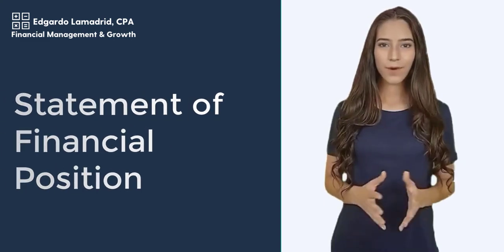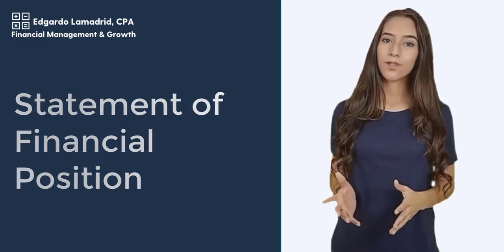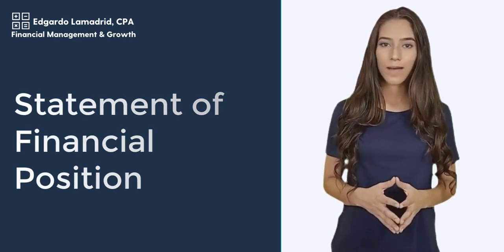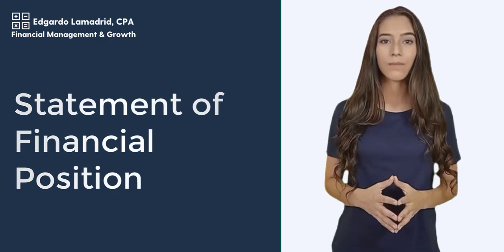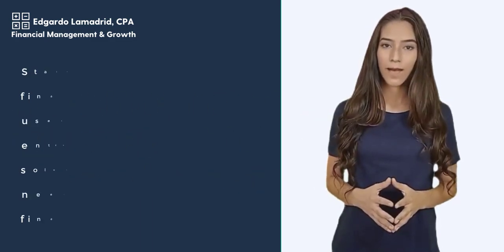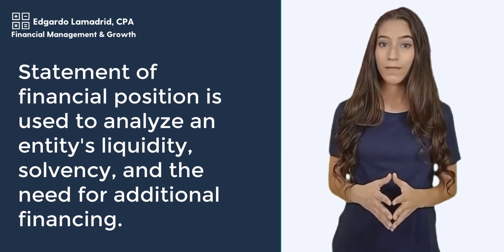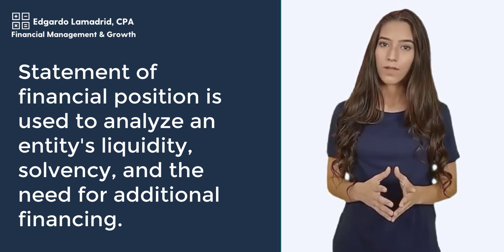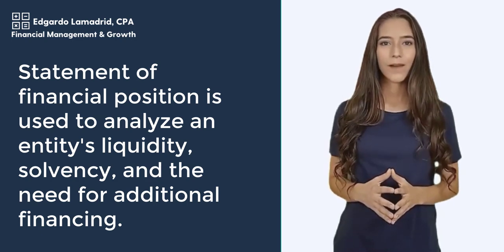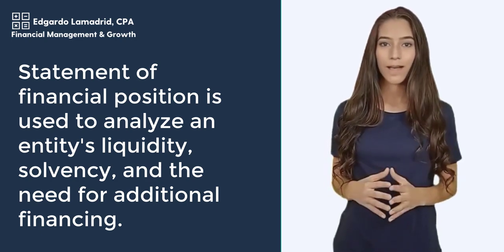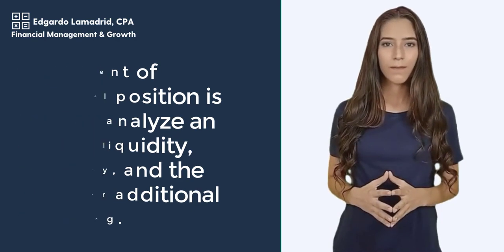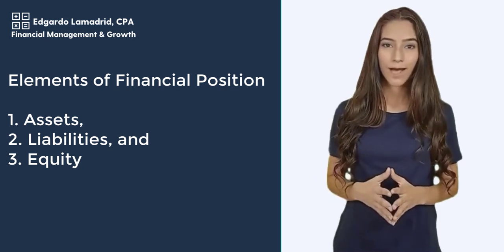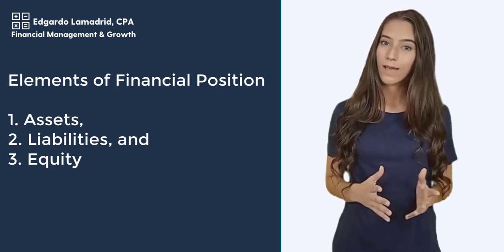We will now discuss the first component of financial statements, which is the statement of financial position. Investors, creditors, management, and other users analyze the statement of financial position to evaluate an entity's liquidity, solvency, and the need for additional financing. As the name suggests, a statement of financial position is a formal statement showing the three elements comprising financial position, namely, first is assets, second is liabilities, and third is equity.